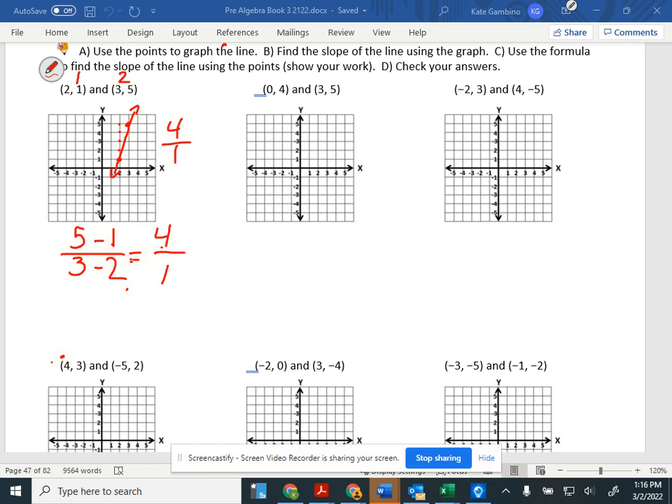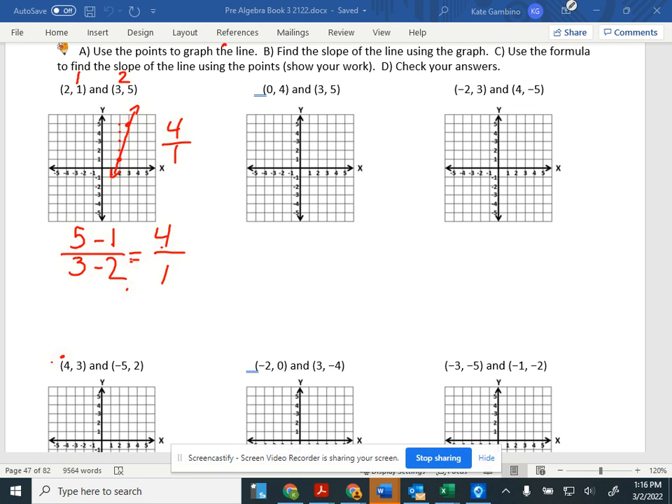Any other questions? Sam? Are we gonna have to do the next page too? Yeah, there are 2 pages. So you have your first page and your second page. The second page says, use the points to graph the same directions.